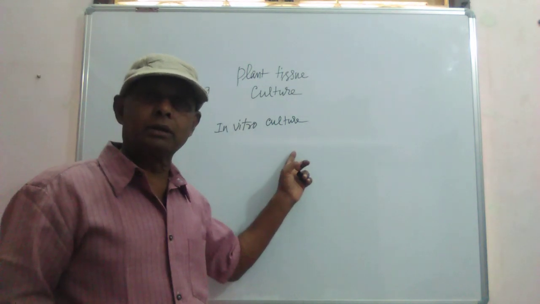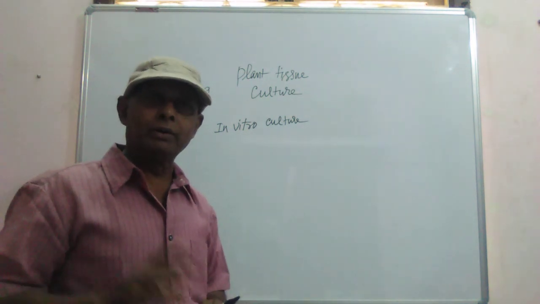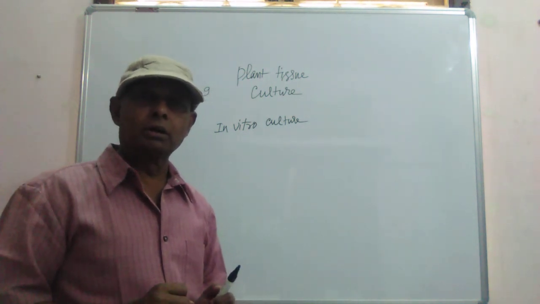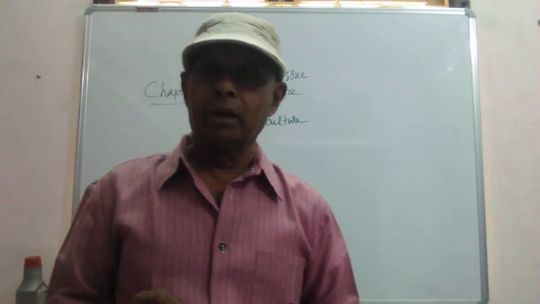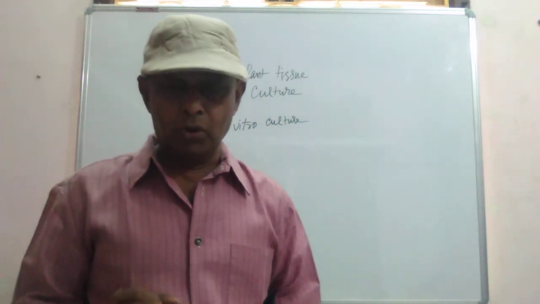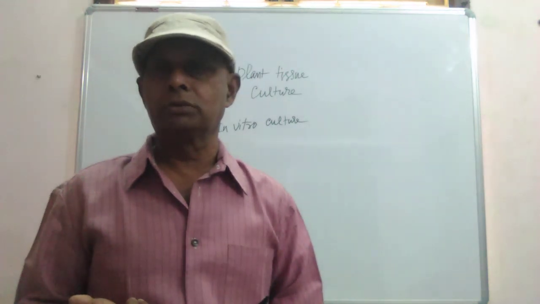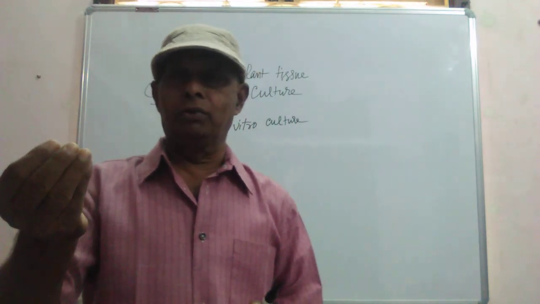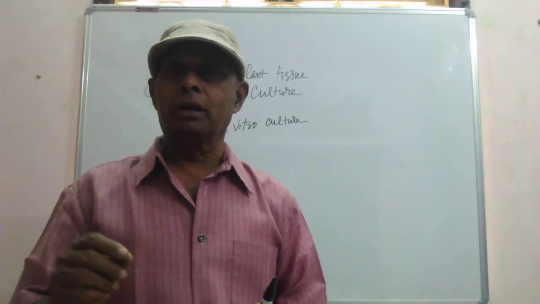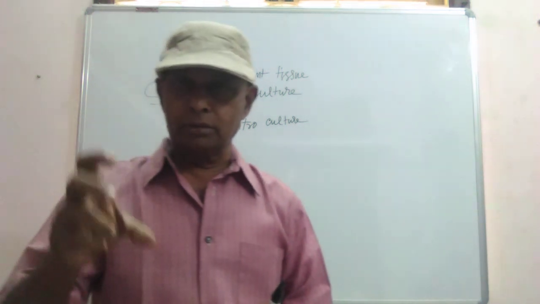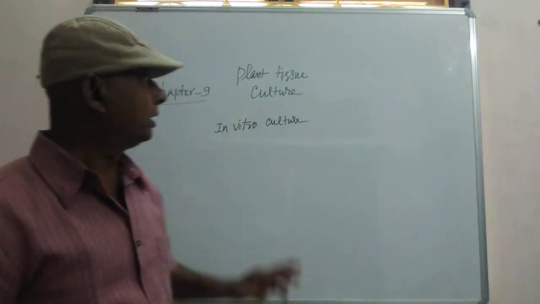In the in vitro culture, in the test tube, the culture medium is taken. There are 5 culture media commonly used. One is MS medium, second is White medium, third is Nitsch medium, fourth is Knop's medium, fifth is Knop solution medium. Any one of the culture media will be taken in the test tube with the explant under aseptic condition. That explant can be grown into a new plant. That is plant tissue culture or in vitro culture.